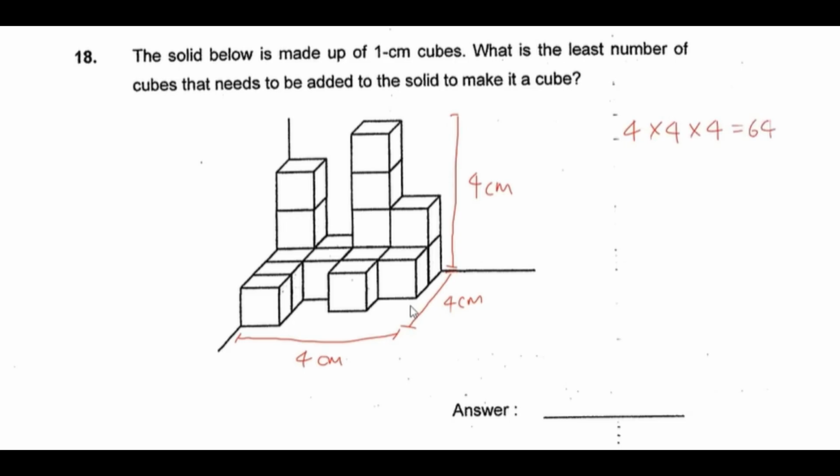Then count how many cubes you have. So what I do is I count from the tallest one. The tallest one has 4 layers, so 4 cubes. And the second tallest 3, and then 2. So 4 cubes, 3 cubes, 2 cubes. Then the rest are all single cubes. So like 1, 2, 3, 4, 5, 6, 7, 8. So 4 plus 3 plus 2 plus 8 is 17. How many more do you need? 64 minus 17, which is 47. I need 47 more cubes.